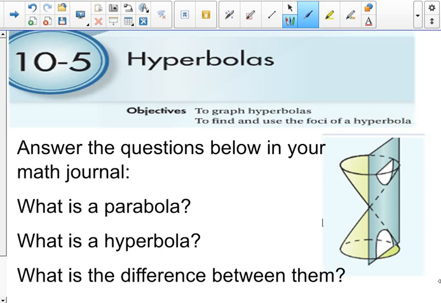Okay, so your bell work today is to answer these 3 questions in your math journal. I put a picture here for reference, and I say answer the questions below in your math journal. What is a parabola? What is a hyperbola? And what is the difference between them?